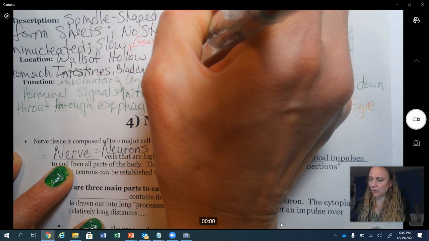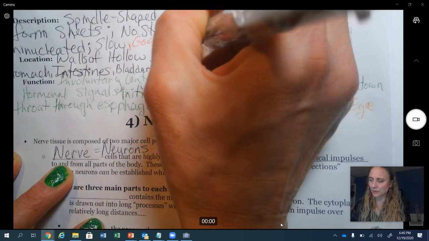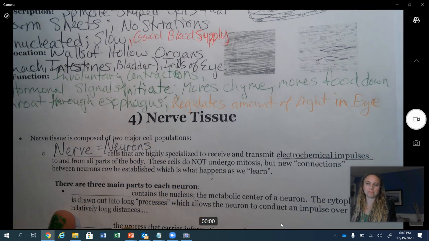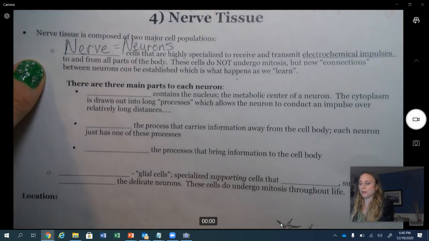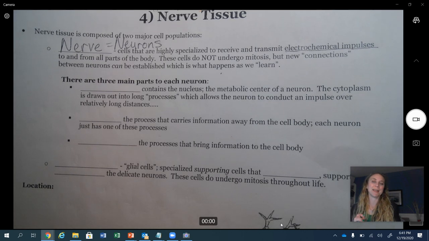And you have a lot of capillaries going into your intestines to absorb nutrients. So you would have some pretty good blood supply there. Okay, back to neurons. Neurons don't have a good blood supply, but we'll talk about that in a second.